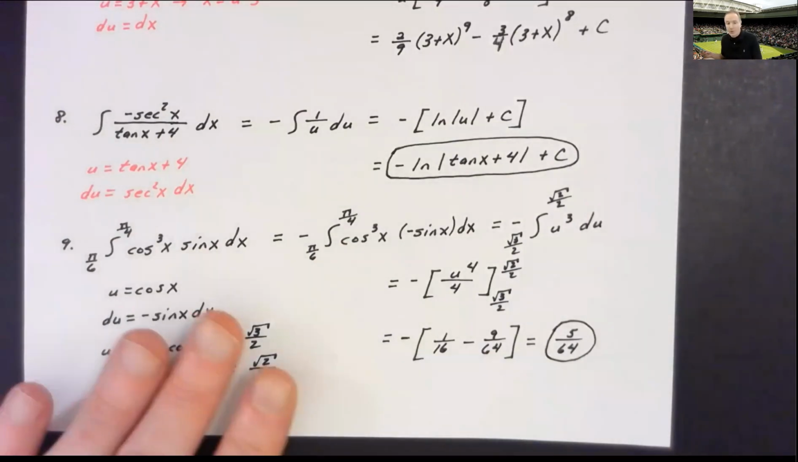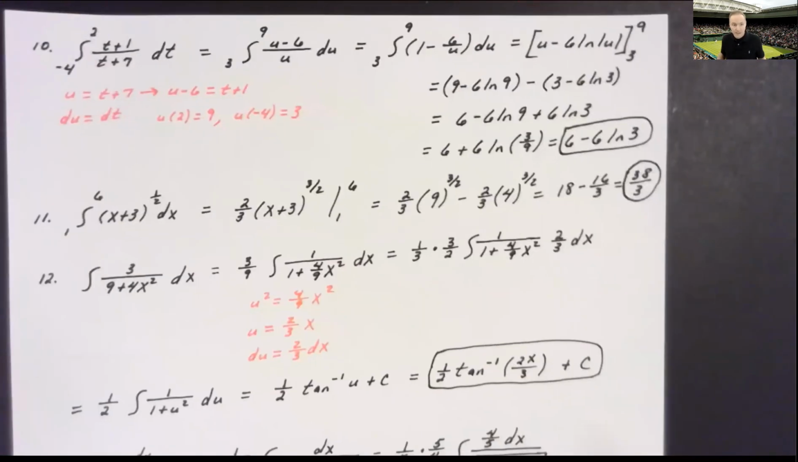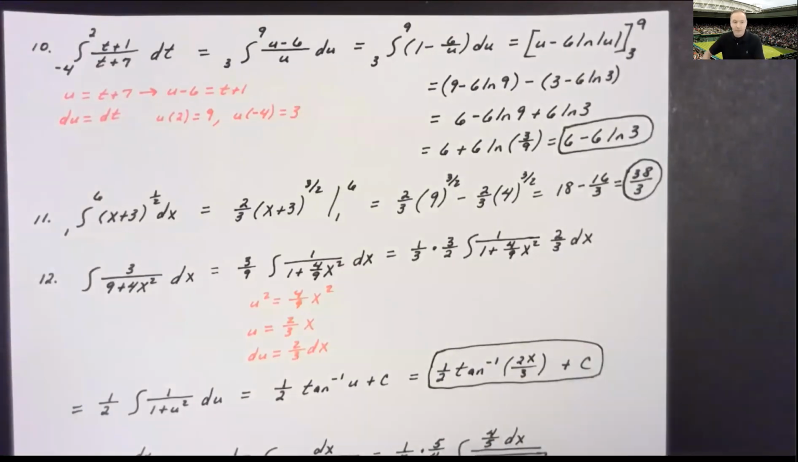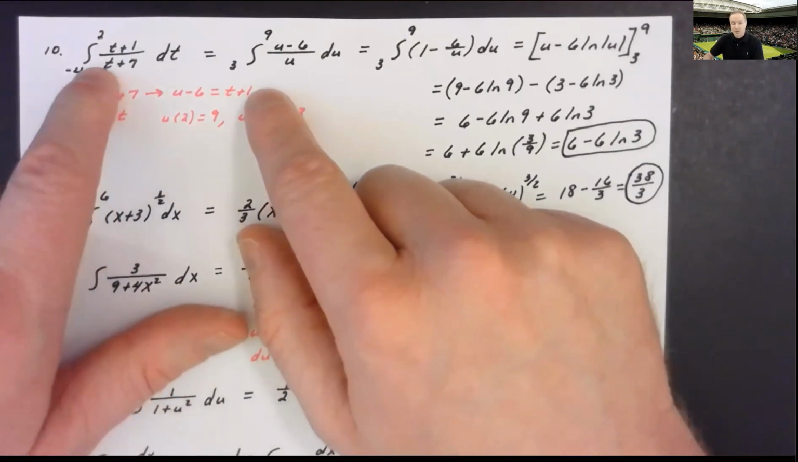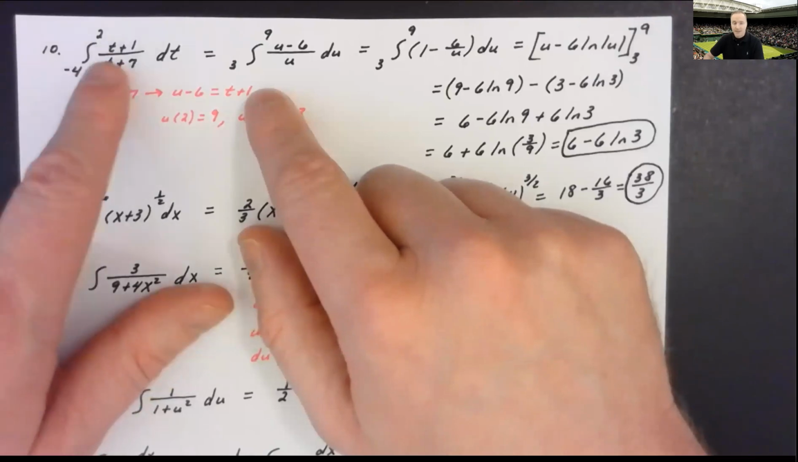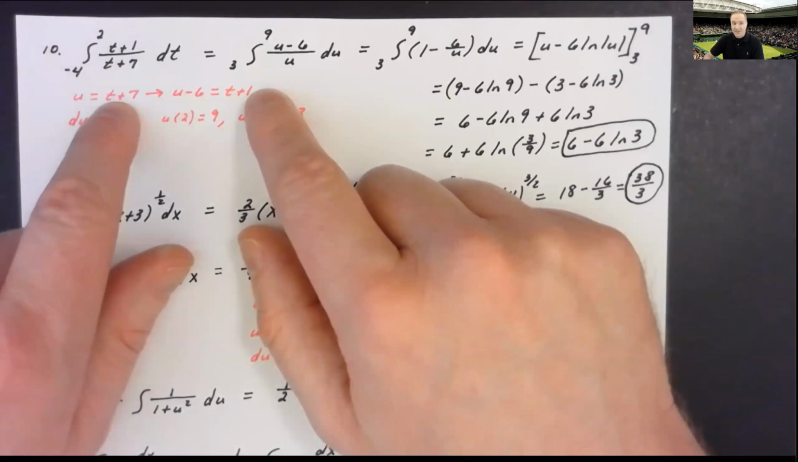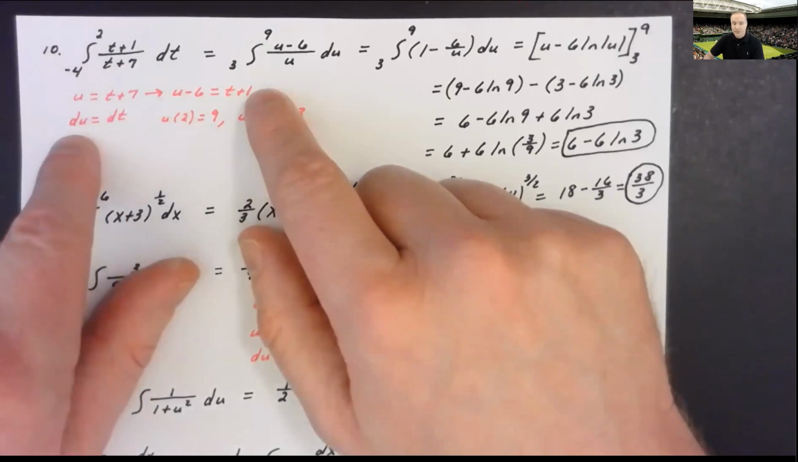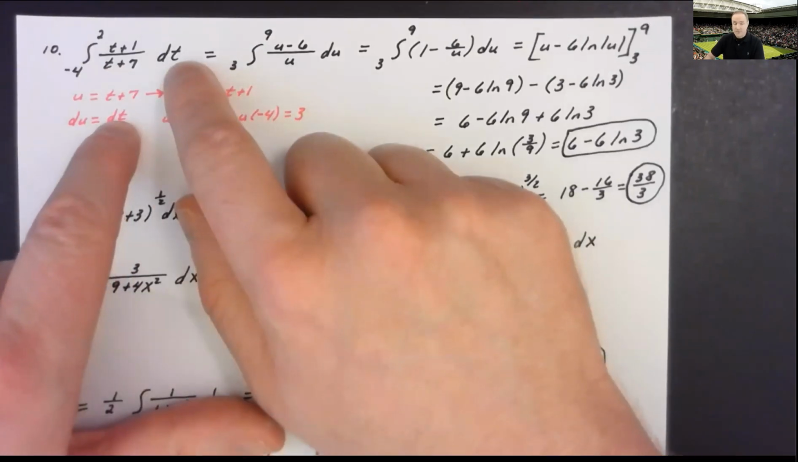Now, for the next integration problem, number 10. So again, we're still dealing with substitution. I give you a quotient in there, but there's no way to algebraically simplify that quotient. So we just say, let's let u equal the denominator. If I let u equal t plus 7, then the derivative of u is going to be dt. So obviously, I know that the substitution is possible since du is just dt. I can substitute those two out.